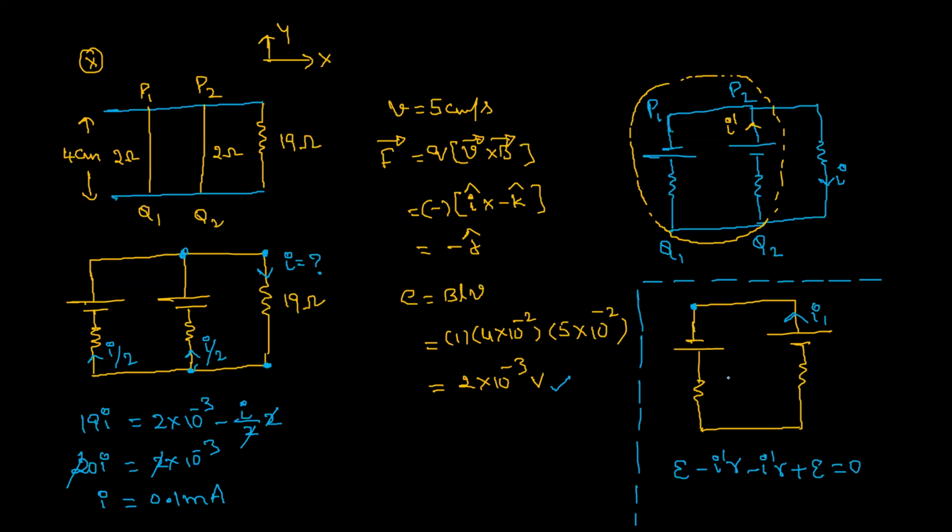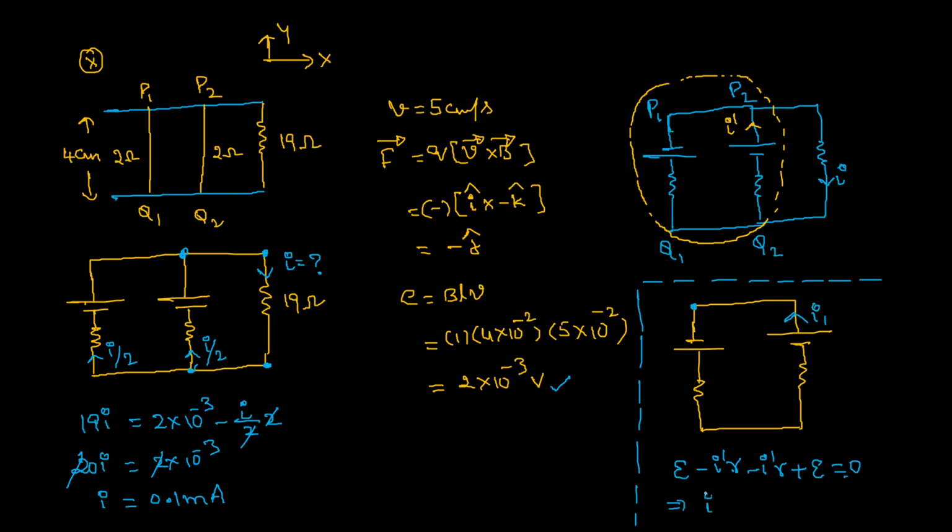Cross check once. Low to high potential. Next, along the current flow, so I dash into R minus. Again, along the current flow, minus I dash into R. Low potential to high potential plus epsilon equal to 0.